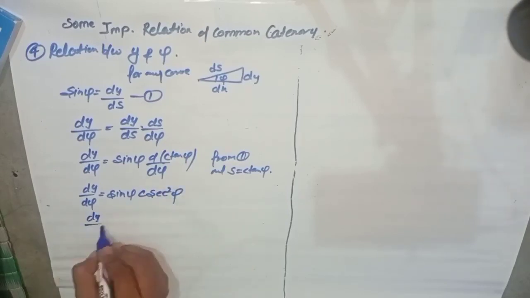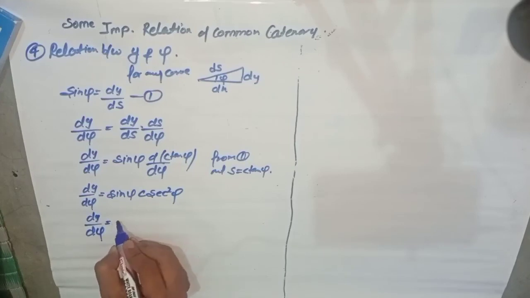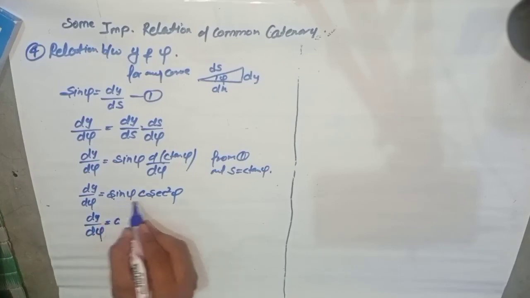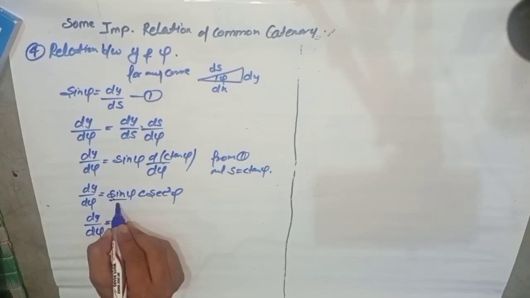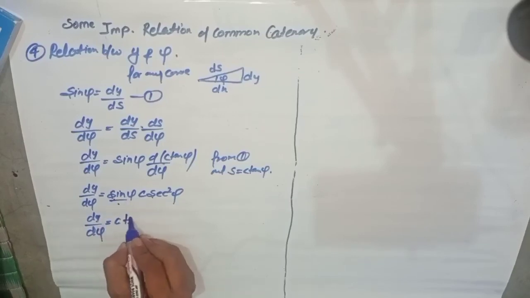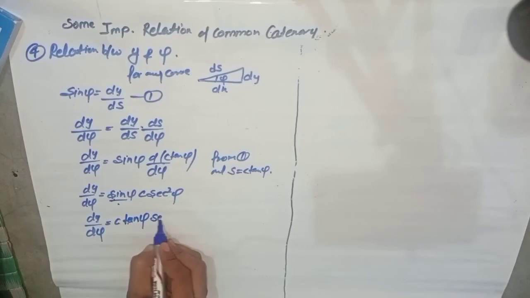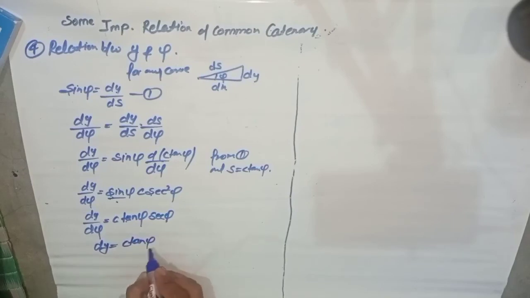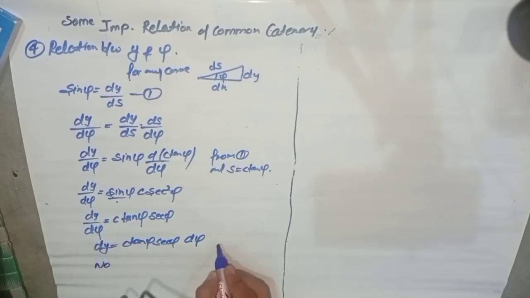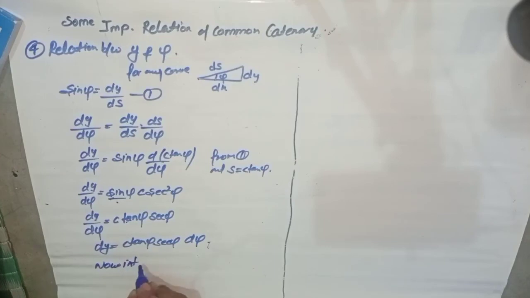Now dy/dψ = c sin ψ sec²ψ, and one sec ψ will come in the denominator, so we make it tan ψ into sec ψ. Now dy = c tan ψ sec ψ dψ. This is the equation, now integrating the above equation.